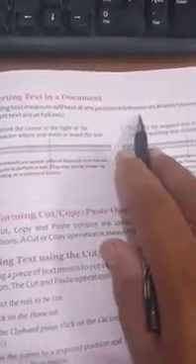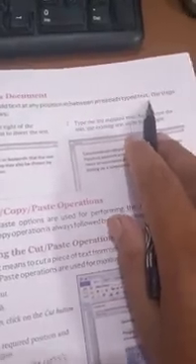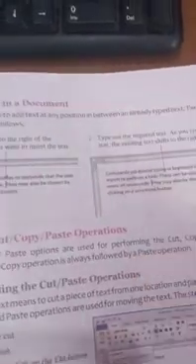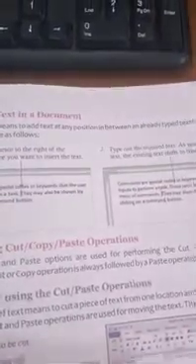Now, inserting text in a document. Inserting text means to add text at any position in between already typed text. The steps to insert text are as follows. Inserting text means to add text at any position in between already typed text. If you want to add any word in between the already typed text, then you use inserting text.